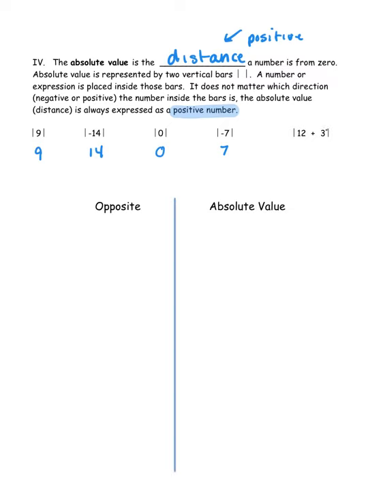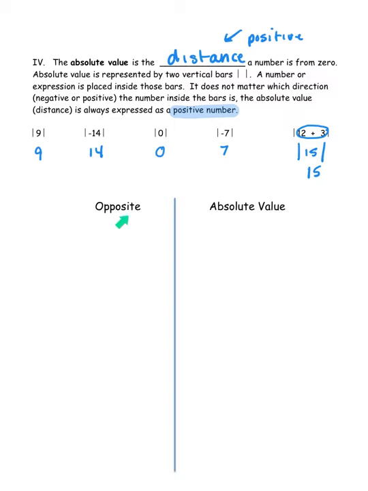And then our last one, because there's 2 numbers, this is an expression, we have to find the answer to 12 plus 3, which would be 15. And then those bars are still here. So this is really the absolute value of 15, which would equal 15.